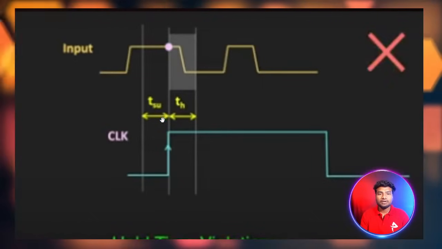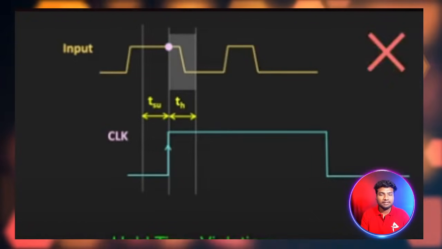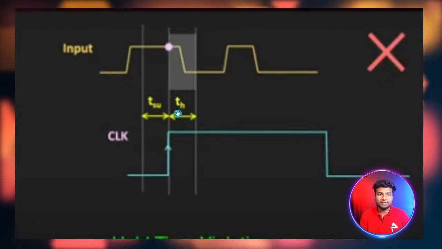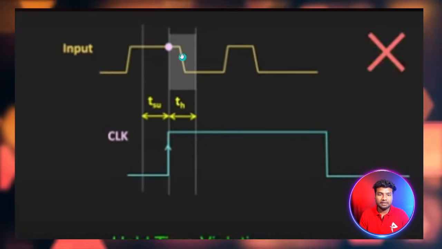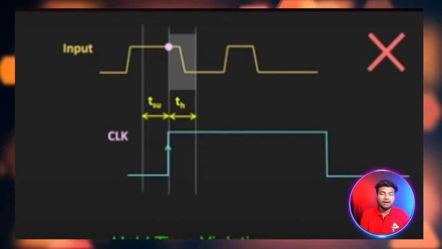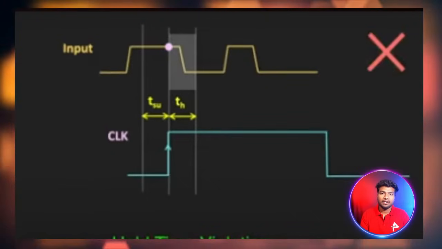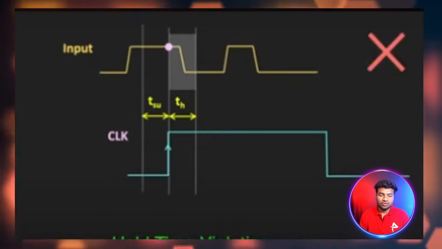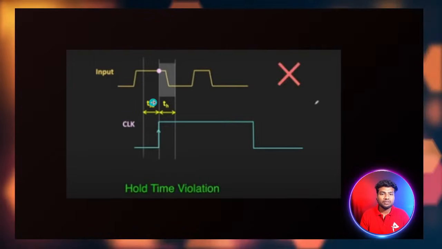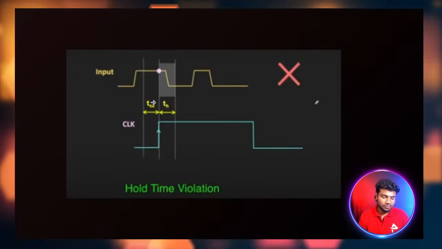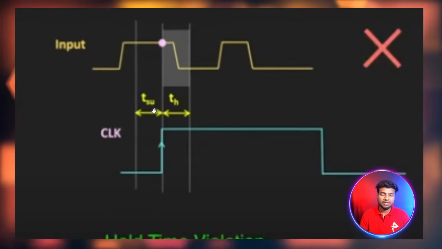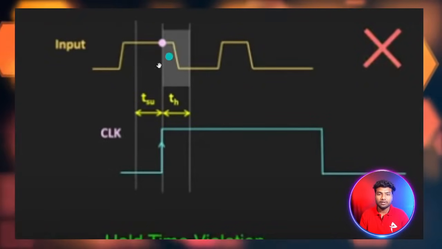Our rule is that the input signal, or any signal, must be stable in the setup time and then the hold time. If there is instability, you will get metastability outputs, random junk outputs. That is called hold time violation. You may receive some unpredictable output. That's why I'm telling you the signal must be stable in the setup time and then the hold time.